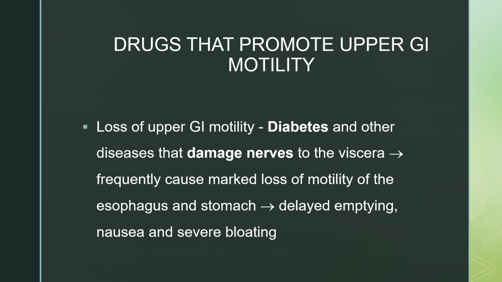Now we proceed to the drugs that promote upper GI motility. The loss of upper GI motility usually occurs in cases of diabetes and other diseases that damage the nerves to the viscera, causing frequently marked loss of motility of the esophagus and the stomach, thereby resulting in delayed emptying, nausea, and severe bloating.